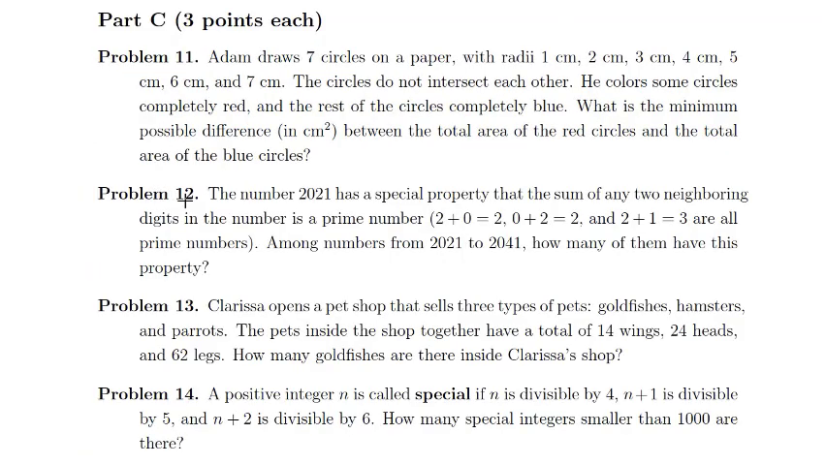Primary problem number 12, which is problem number 2 of junior. The number 2021 has a special property that the sum of any two neighboring digits is a prime number. For example, 2021: 2 plus 0 is 2, 0 plus 2 is 2, prime, 2 plus 1 is 3, prime, all prime numbers. Among numbers from 2021 to 2041, how many of them have this property?